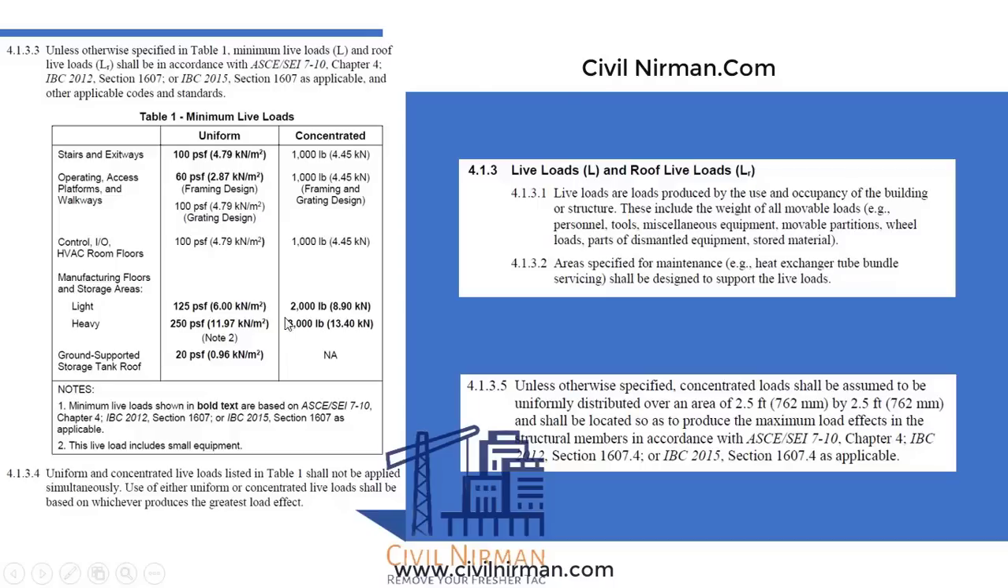The concentrated load mentioned in this table is considered for an area of 2.5 by 2.5 square feet, considering the maximum moment that will be generated on a structural member. So both things will not be applied simultaneously. You have to select one of them, and based on the requirement, loading will be applied in STAAD. As per AC 710, a live load for a ladder is considered as 1.33 kN for every 3 meters of span.